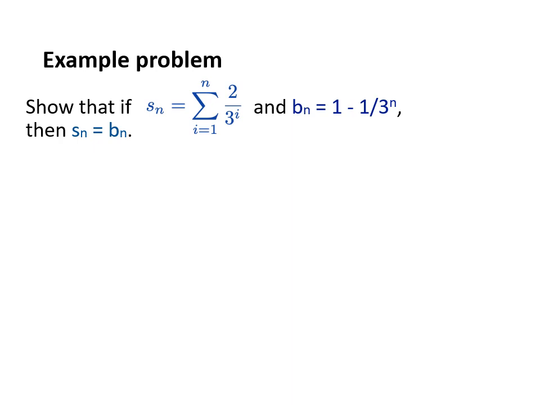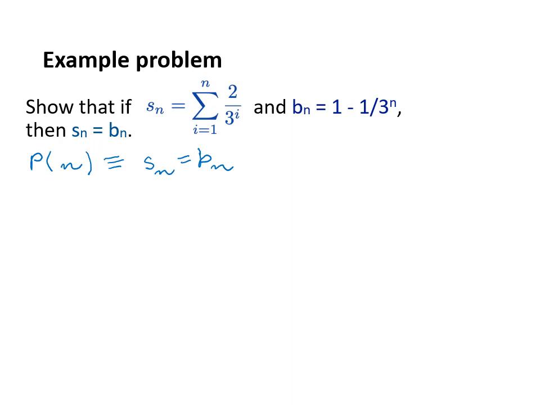Okay, coming back to our 4 steps of induction. First, we want to define our problem statement. So we have to define our predicate P of n. And in this case, it is equivalent to S of n is equal to B of n. Wonderful.